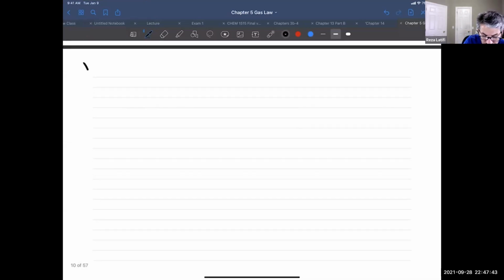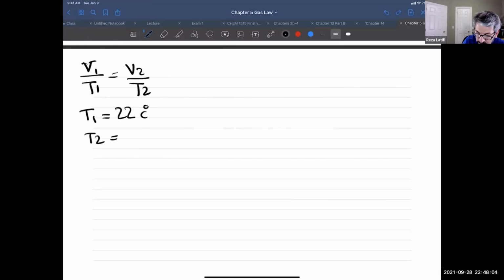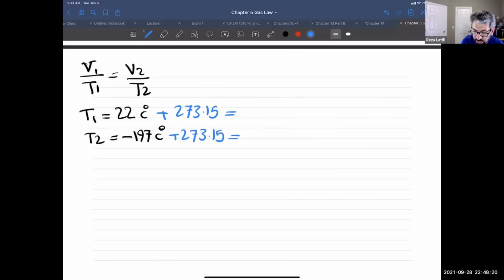So I'm going to go after the temperature. I need to use this formula, V1 over T1 equal to V2 over T2. Let's get the right unit. T1 is equal to 22 degrees Celsius. T2 is equal to minus 197 degrees Celsius. I need to have them in Kelvin, so I'm going to add 273 to both of them. First one will be 295.15 Kelvin, and the second one 76.15 Kelvin.